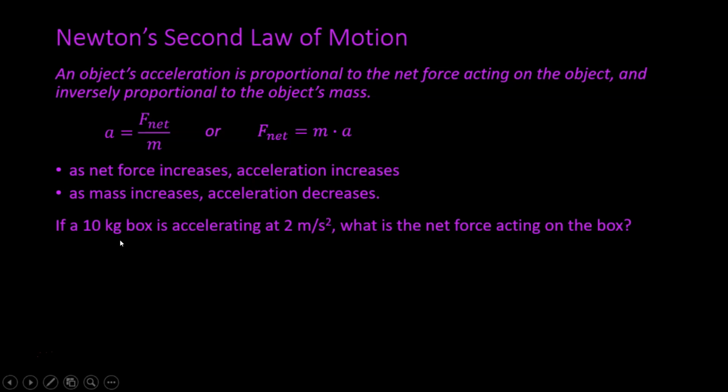And here's a problem. If a 10 kilogram box is accelerating at 2 meters per second squared, what is the net force acting on the box? Well, we want to use this version of the equation because it's set up to solve for net force. So we go ahead and plug in our mass of 10 kilograms and our acceleration of 2 meters per second squared, and we find out that the net force is 20 kilograms times meters per second squared. Now we have a special name for this unit. It's called the Newton, and it's abbreviated by capital N, and that's in honor of Sir Isaac Newton.